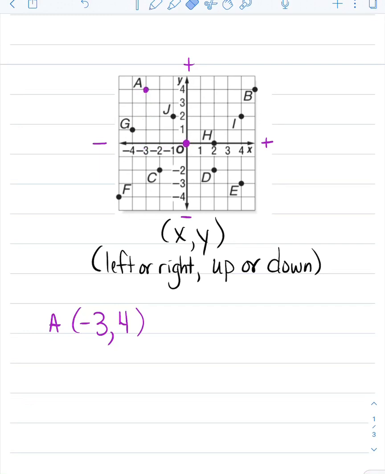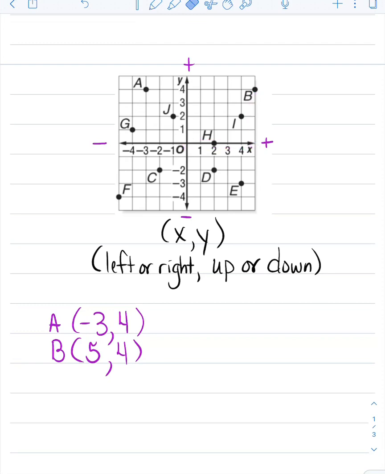So let's read a few more of these points. Take a look at point B. First I want to identify where point B is. I notice it's in the first quadrant. So I'm going to start at the origin and I go right 1, 2, 3, 4, 5. So right 5 is going to be a +5 for my first number. And then I go up, which is 1, 2, 3, 4. So my second number is +4. So the coordinates of point B are 5, 4.